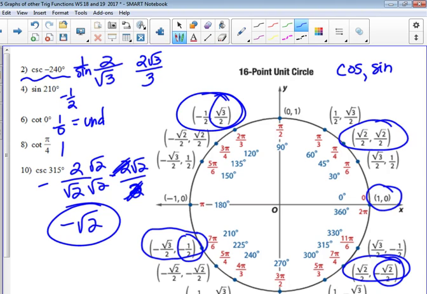Cotangent is cosine over sine. So you take this number and you put it over this number. So if it was here, you'd have 1 over square root of 3. If it was here, you'd have 1. If it was here, you'd have square root of 3 over 1.